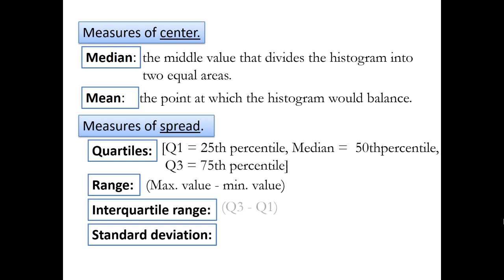Then we have the interquartile range. This actually gives us a bit more information. It's given by Q3 minus Q1. This marks off how much spread there is for the middle 50% of the data. Last, we have our standard deviation. This tells us how far each value is away from the mean. Another way of saying it is that it's the average distance from the mean of all the data.